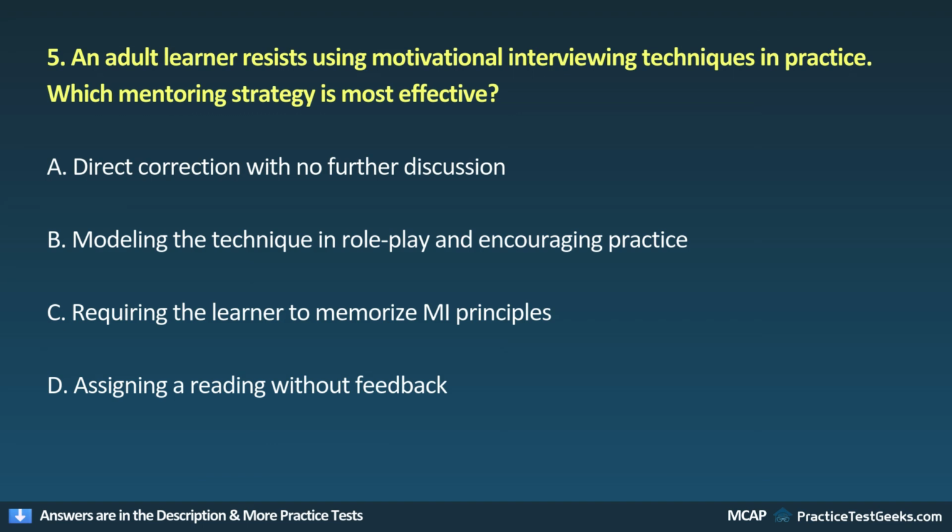5. An adult learner resists using motivational interviewing techniques in practice. Which mentoring strategy is most effective? A. Direct correction with no further discussion. B. Modeling the technique in role play and encouraging practice. C. Requiring a learner to memorize MI principles. D. Assigning a reading without feedback.